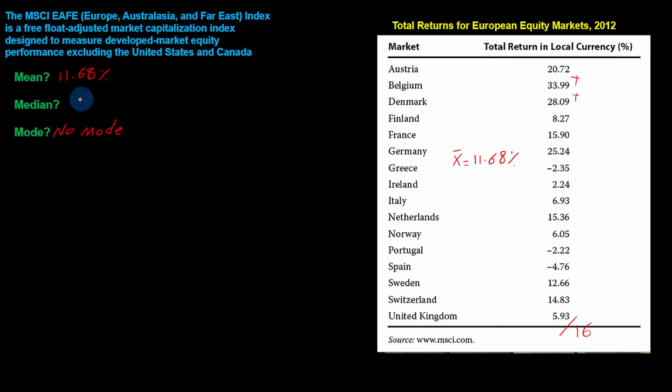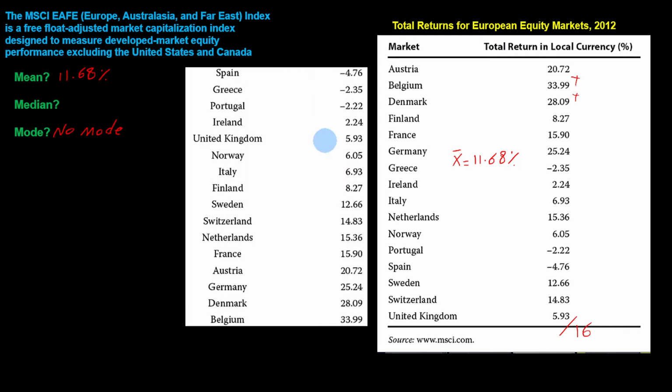Okay, let's deal with our median now. Before we deal with the median, what should we do with our data? If you can recall, we should sort the data, right? In ascending or descending order, doesn't matter. Now, this is the data sorted. We have Spain with the lowest return, minus 4.76%, and Belgium with the highest return, 33.99%. Great, we have the data sorted.